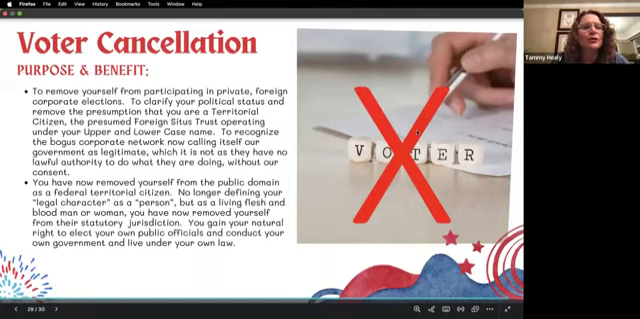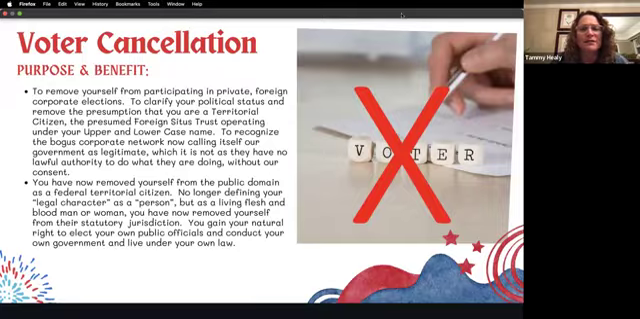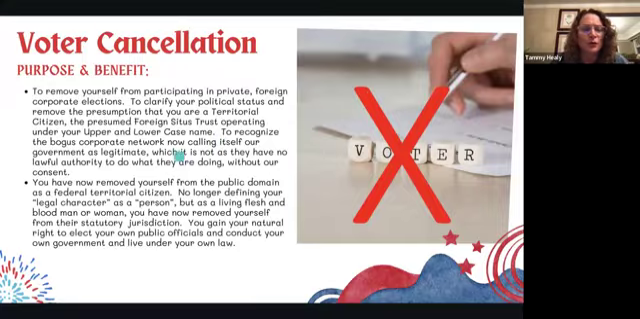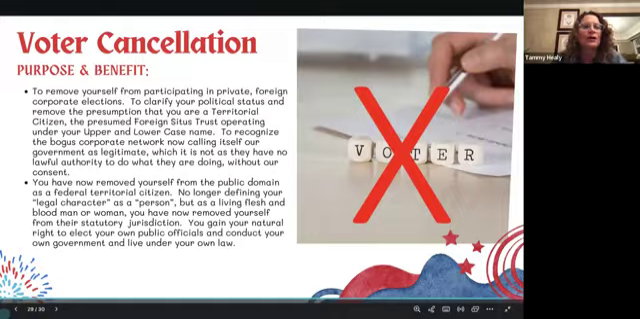All right. Your voter cancellation, the purpose and benefit. If you were a registered voter, you need to remove yourself from participating in private foreign corporate elections. This was a hard one for a lot of people to understand because they're like, what do you mean I'm not going to be able to vote for a president? And it's like, well, that's not a president of our government. That's a president of a foreign jurisdiction government.